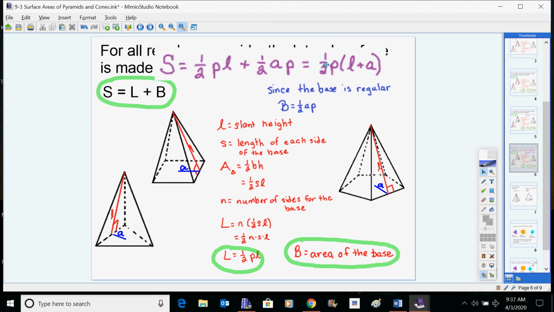So our formula turns out to be the surface area for the pyramid is 1/2 of the perimeter times the slant height plus the apothem. So when you're given these things in a picture, when you're given the slant height and the apothem, you do 1/2 the perimeter of the base times the slant height plus the apothem.